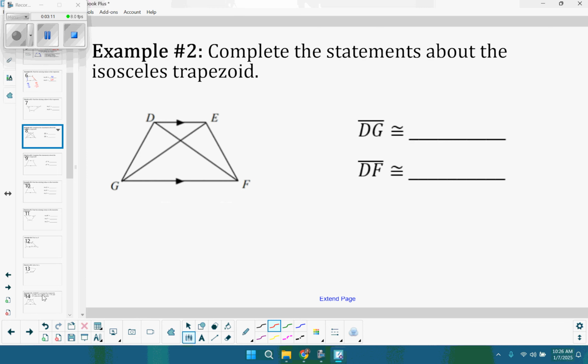For example 2, we're just going to complete the statements about the isosceles trapezoid. So DG was a leg. We want to know what else is that leg congruent to. That leg is congruent to the other leg, segment EF. Then DF, which is a diagonal, would be congruent to the other diagonal, which is EG.